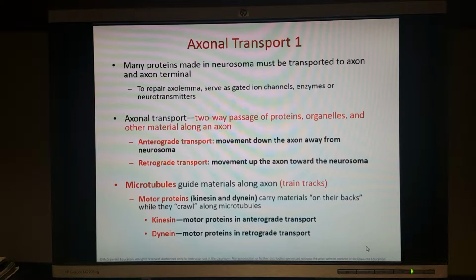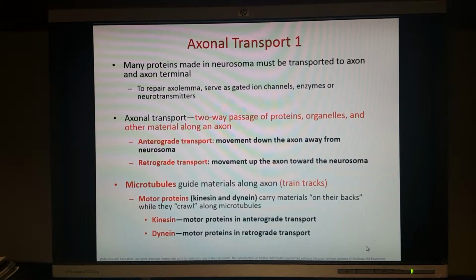Because your neurosoma is not centrally located in the structure of the majority of your neurons, the protein production, as well as production of other things that the cell needs, occurs in the neurosoma and has to be trafficked to their different locations. So specifically focusing on the axon, it has its own particular pathways for trafficking. This is called axonal transport.